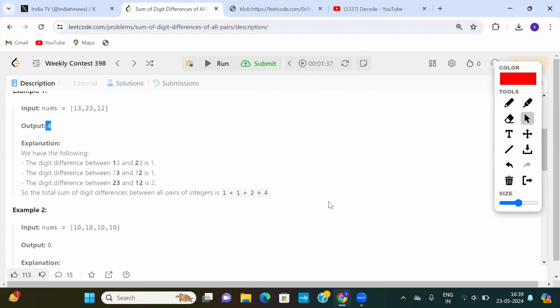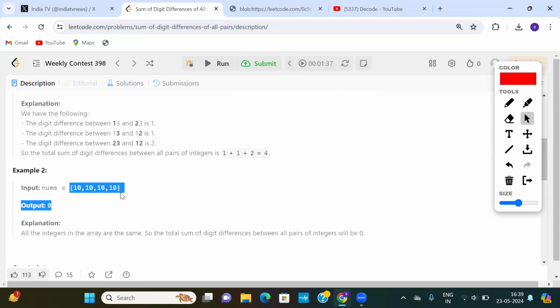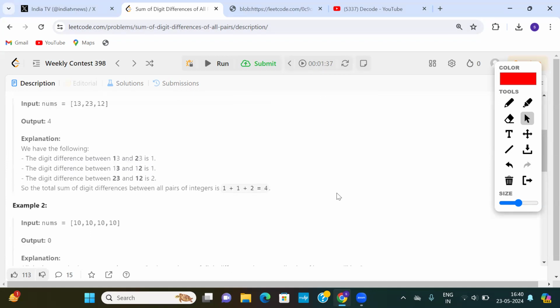Let us understand it with one more example. The question says the numbers are 10, 10, 10. All the numbers are positive integers and consist of the same number of digits. All the numbers have 2 digits. Now, what is the digit difference? If we take any pair, it is going to be 10, 10. And the digit difference between 10 and 10 is obviously going to be 0, because if the numbers are same, the digit difference will become 0, right? Because at every particular position, the digits are going to be same.